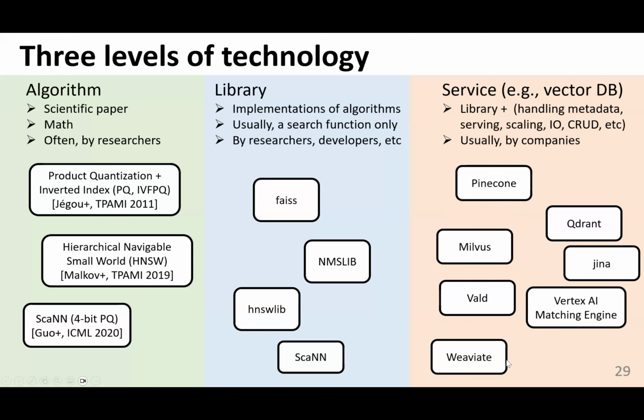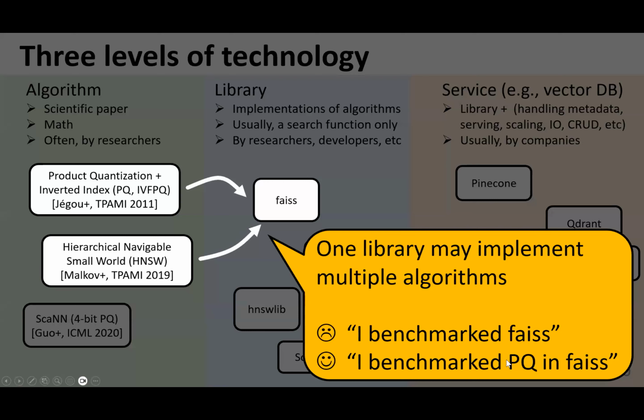Okay, then what I want to say is this is actually one of the most important points. One library may implement multiple algorithms, obviously, right? So often people say, "I benchmarked Faiss." This is not correct actually, because Faiss is the name of a library. You cannot benchmark the library itself, right? So you should say "I benchmarked PQ in Faiss," then this is correct. So please follow this rule. Please don't say "I benchmarked Faiss." That doesn't make sense.